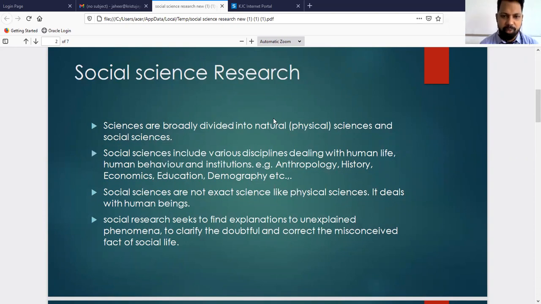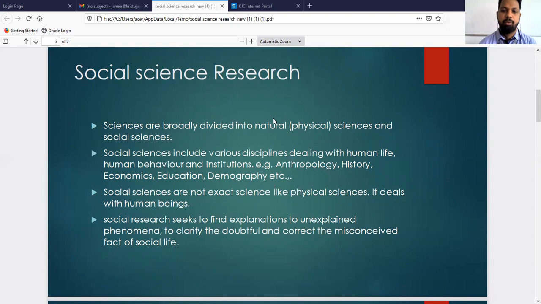It deals with the human behavior. It is related with the social institutions, which is related to the human beings. The subjects like, for example, anthropology, history, economics, education, demography, these are all coming under the social science because all of these subjects are related to human being, humanity, human life, and it is connected with the human behavior.